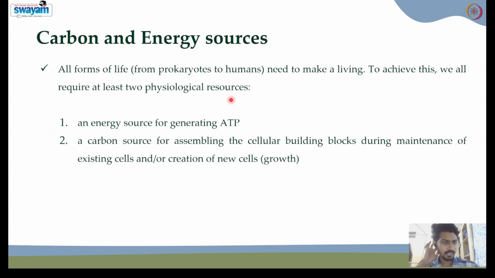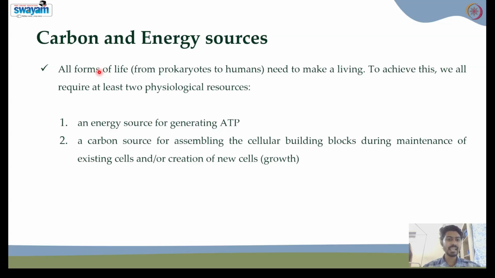Then, as we have seen in metabolism, the catabolism and anabolism concept, you need some kind of energy or source in order to process this metabolism. So the two important sources are the carbon and energy sources. The whole form of lives, starting from prokaryotes to humans, need some kind of sources to make the living. In this case, it can be carbon, energy, or electron sources. To achieve this, we require at least two physiological sources.